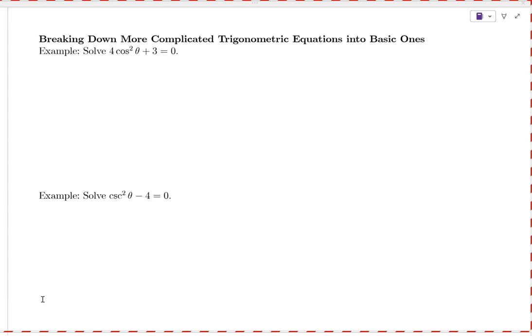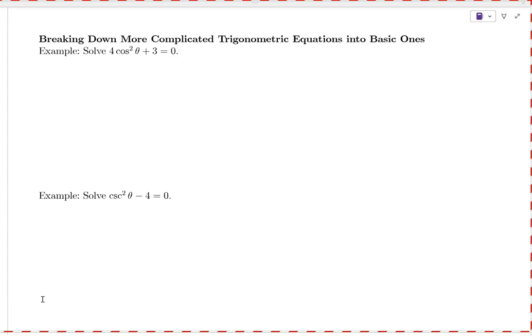So we did all those last time. Sometimes we were able to do exact values. Sometimes we had to use our calculator. So we'll see more of those today. We're just going to convert more complicated equations into the ones we've already solved. So let's look at this first example where we've got 4 cosine squared theta plus 3 equals 0.